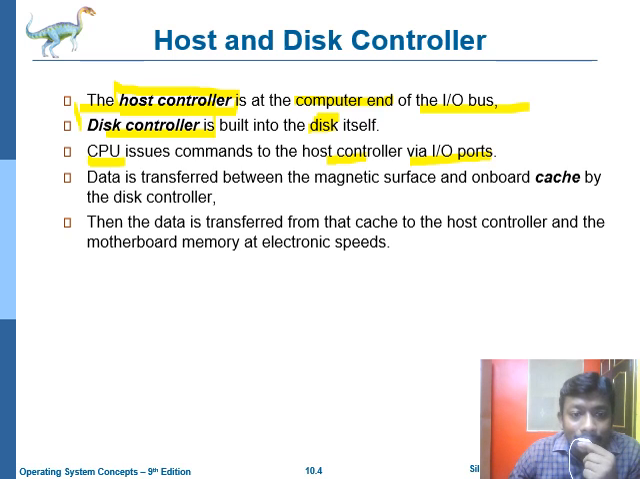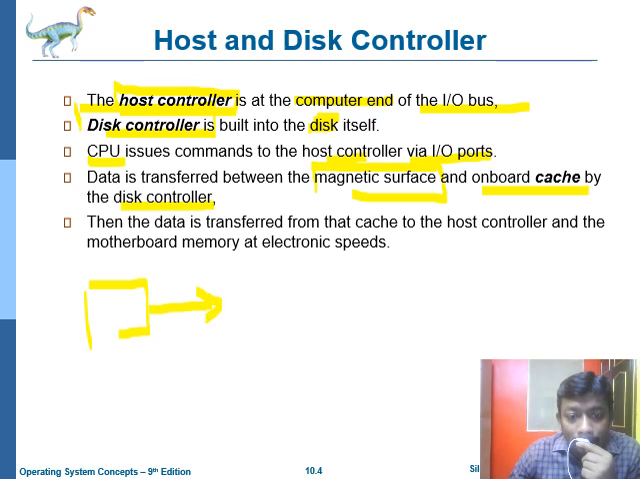The data is transferred between the magnetic surface and the onboard cache by the disk controller. So from the magnetic disk, the data is transferred to the cache, which is called the onboard cache, by the disk controller. Then from the cache, the data is transferred to the host controller. This happens with the help of the input output bus.